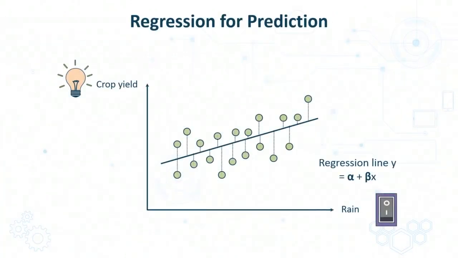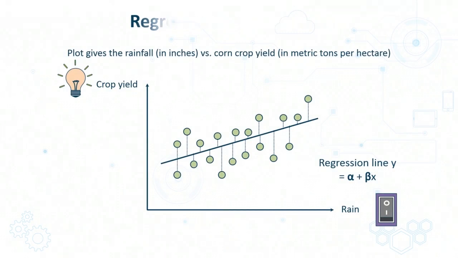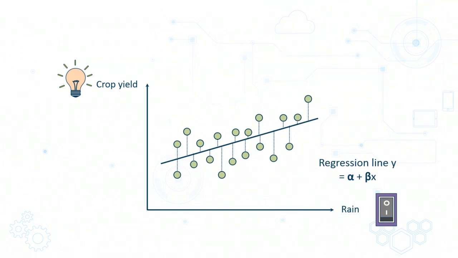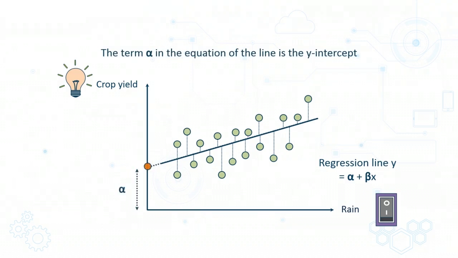So if the relationship between rainfall and the crop yield can be represented by this straight line, consider that the crop yield, which is measured in metric tons per hectare, can be calculated by a straight line equation alpha plus beta times x, where x represents the quantity of rainfall in inches. When presented with such a model, there are a few terms you need to be familiar with. For one, the term alpha in the equation is the y-intercept of the straight line. This represents the quantity of crop which will be produced even if there is no rainfall at all.